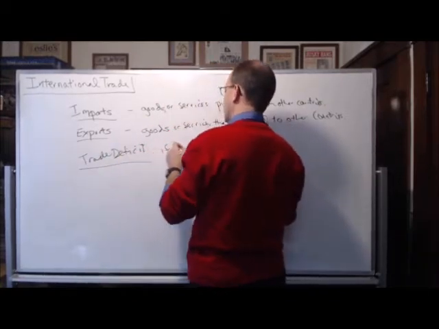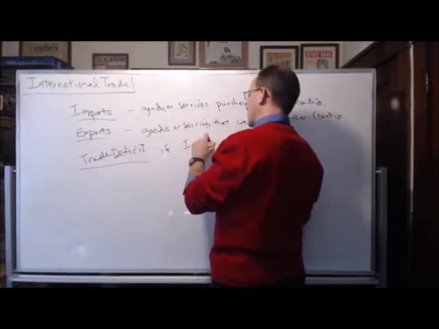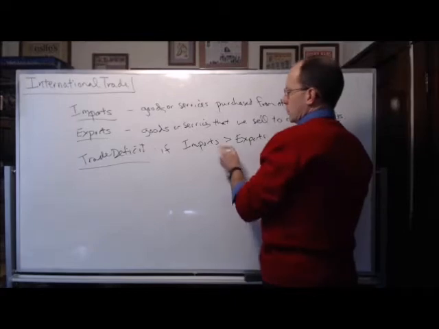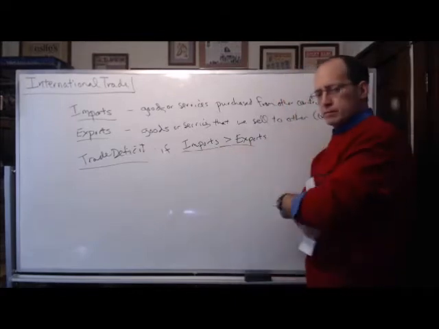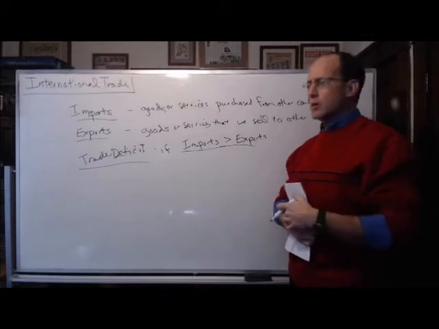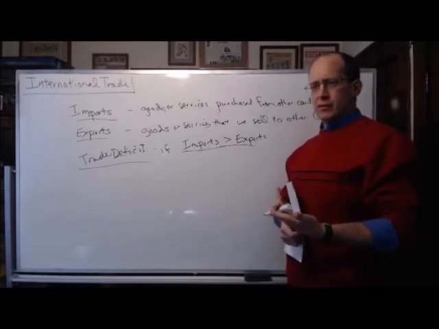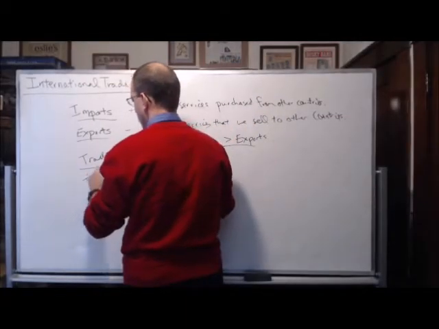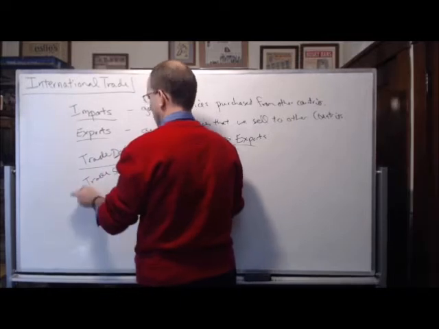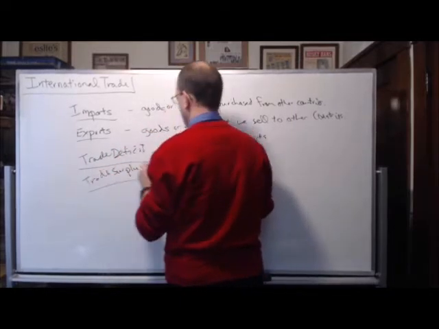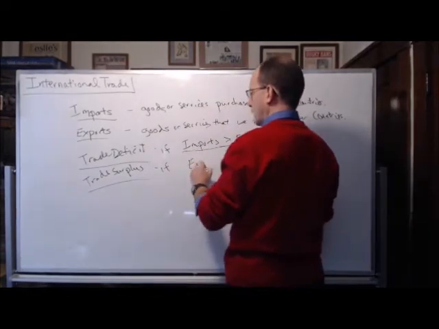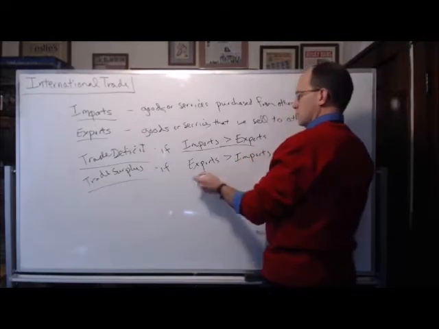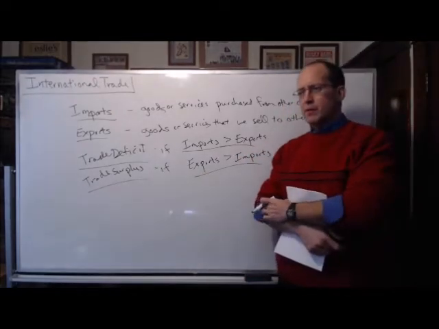A trade deficit is the case where imports are greater than exports. So if we buy more from the rest of the world, we import more than we sell to the rest of the world, our exports, then our nation is said to have a deficit in trade, or a trade deficit. A trade surplus, of course, would just be the opposite. We have a surplus in trade if we export more to the rest of the world than we import from them.